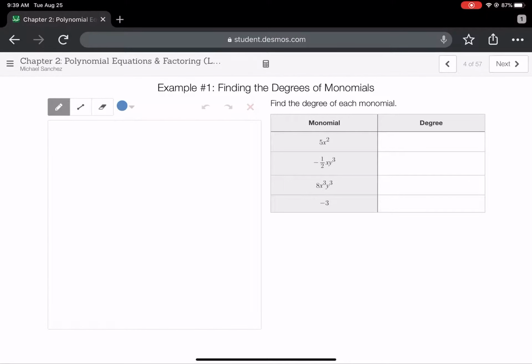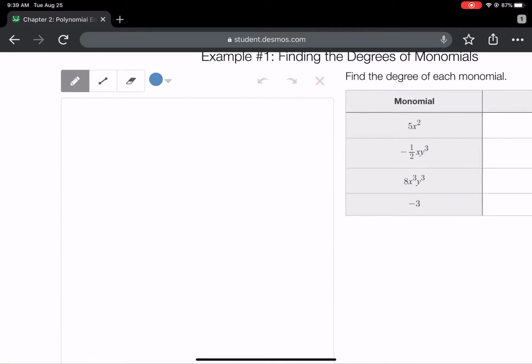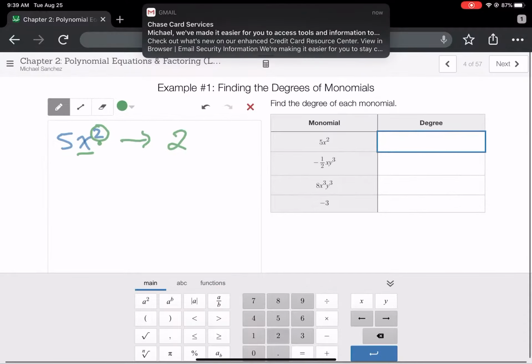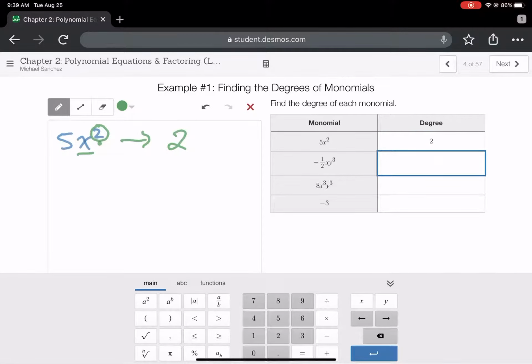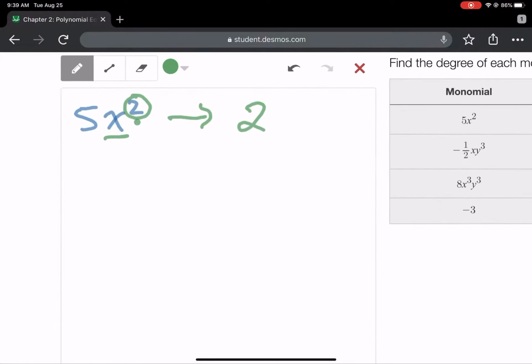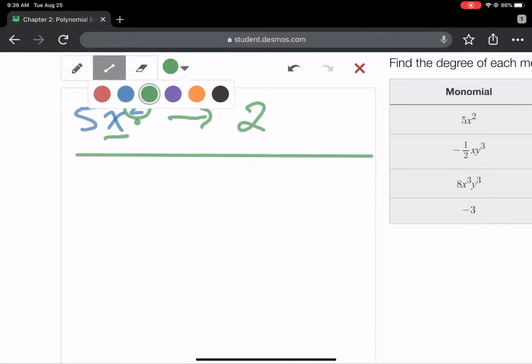All right, so example 1, we're going to find the degree of each of the following monomials. So we have 5x to the power of 2. The rule for finding the degree is we take all of the exponents and add them together. It's the sum of all the exponents. In this case, we have one variable with one exponent. So the degree for this one is 2.